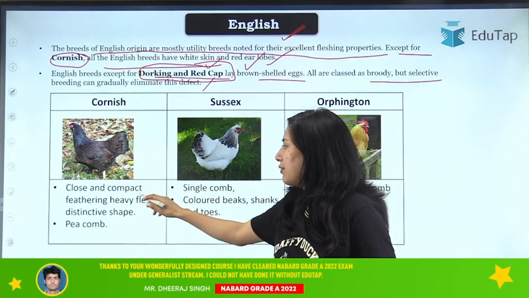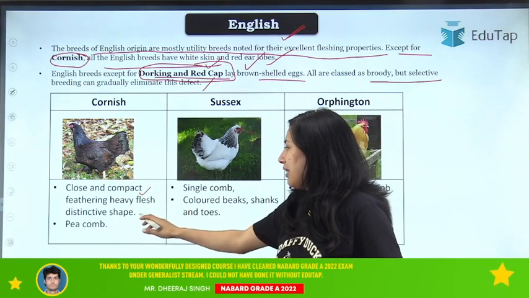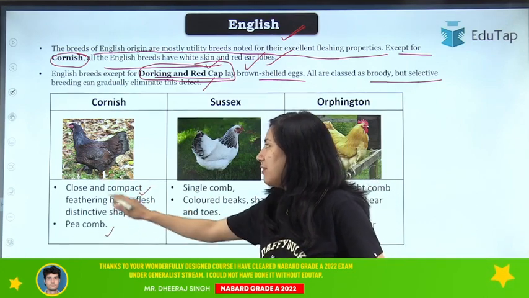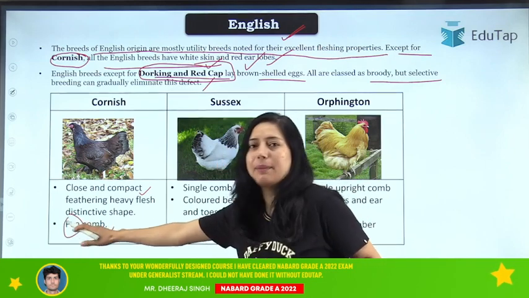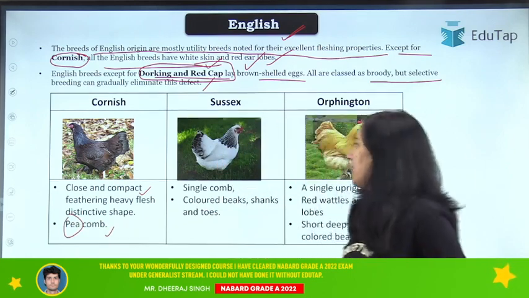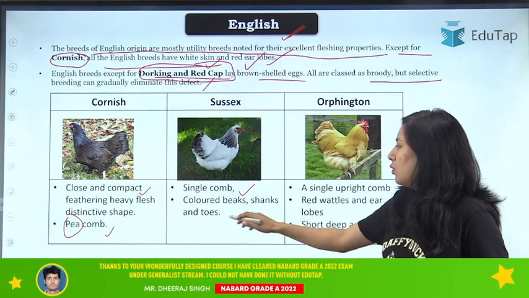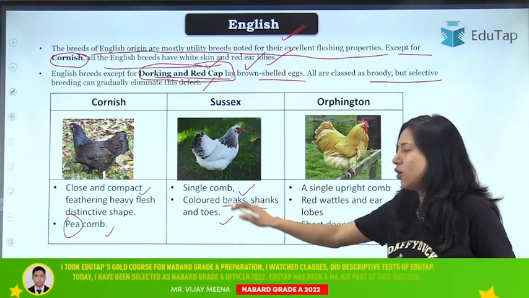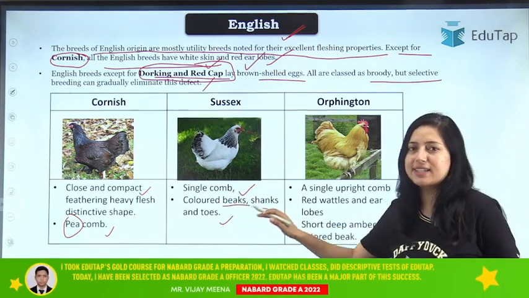These are the breeds of English origin. For Cornish, they have close, compact feathering, heavy fleshed, distinctive shape, and have pea comb. Again, see the comb shape has changed. They have pea comb. Then we have Sussex that have single comb, colored beak, shanks and toes. All the color, they have colored beak, shanks and toes.